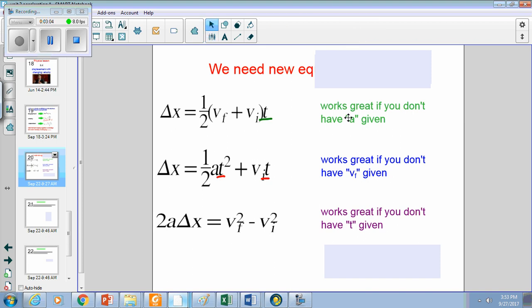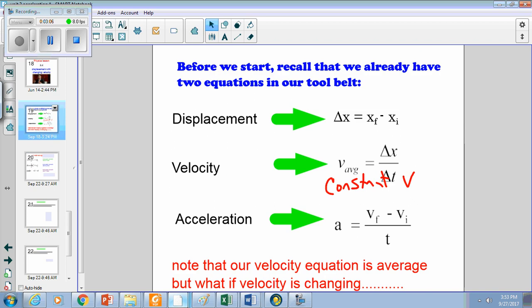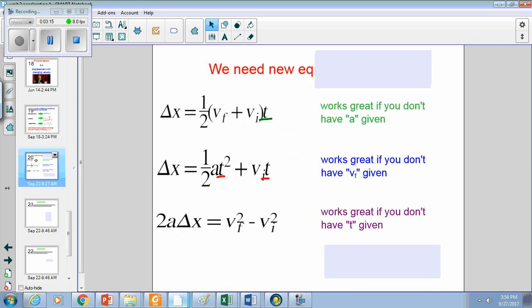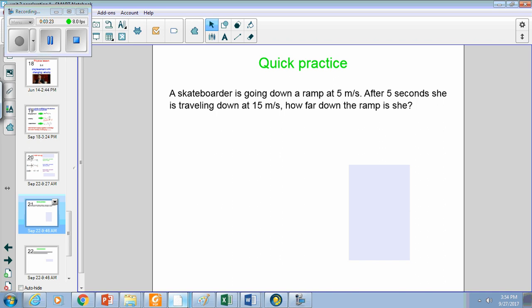Also, if you go back over here, you can look, and if you solve for VF and VI and you have acceleration, hey, look, there's time again that you can solve for. So this equation is very useful all the way around. So let's see how some of these would work. This video might go a little bit longer because I'm probably going to go through all of these practice problems, so hopefully they don't cut me off.